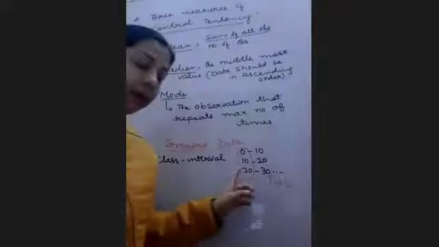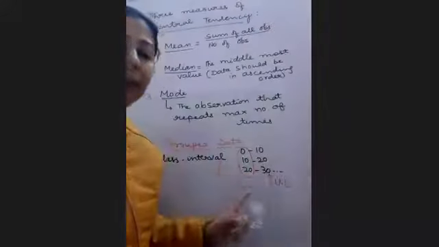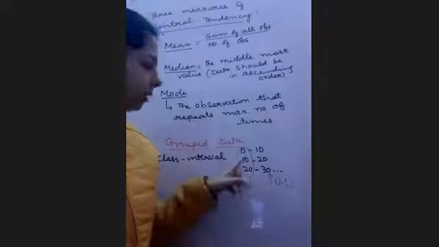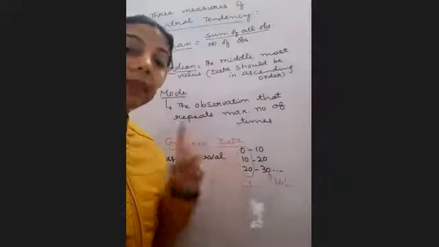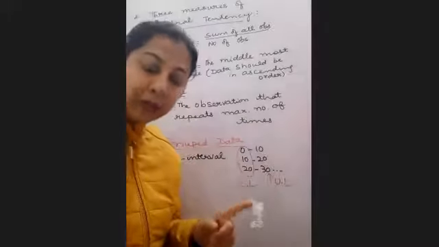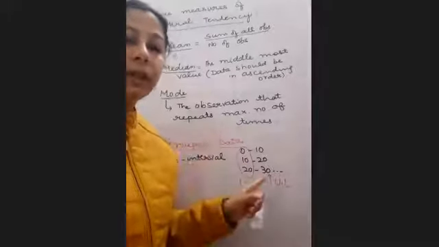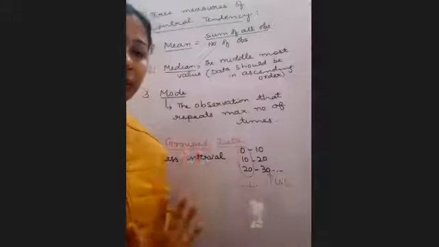Suppose you need to count 20. 20 will be counted in which interval? The second or the third? Third interval. It will be counted in the third interval. Please be assured of this.